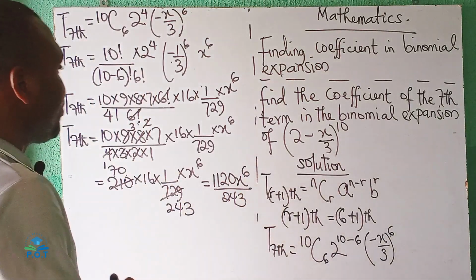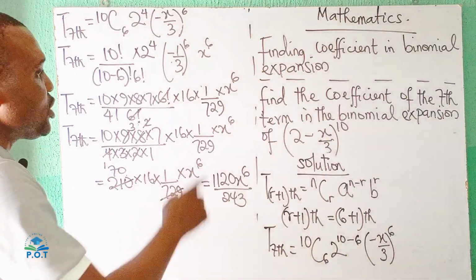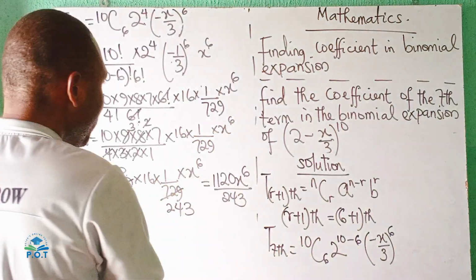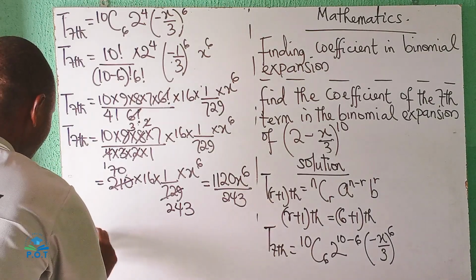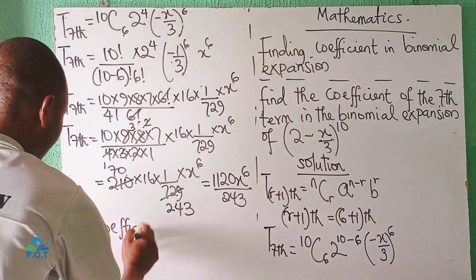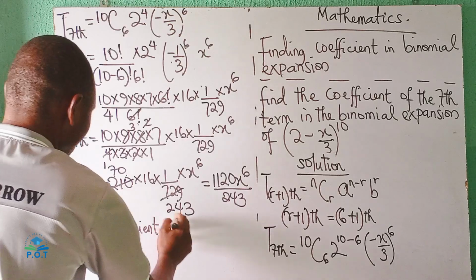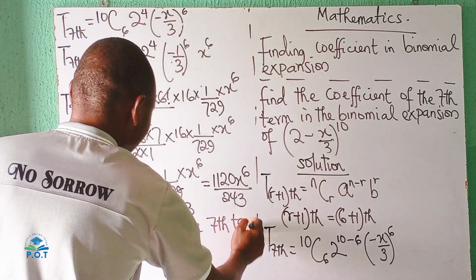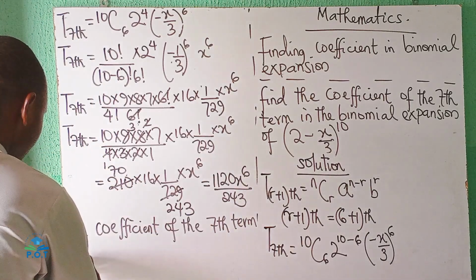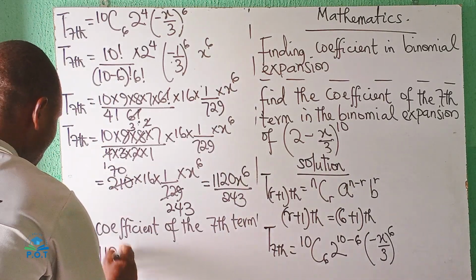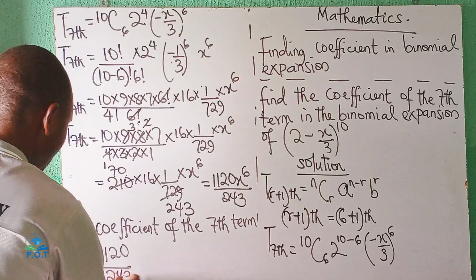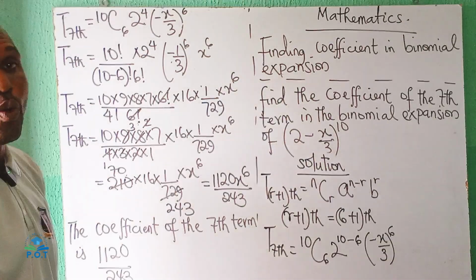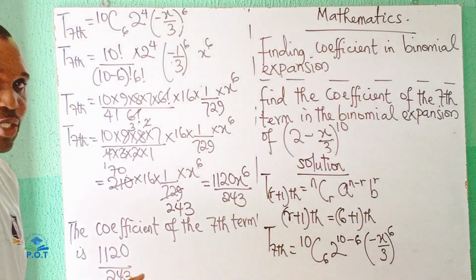So now if you look at this, the question says find the coefficient of the seventh term in the binomial expansion of this. So the coefficient of the seventh term is 1120 over 243. So that is our answer.